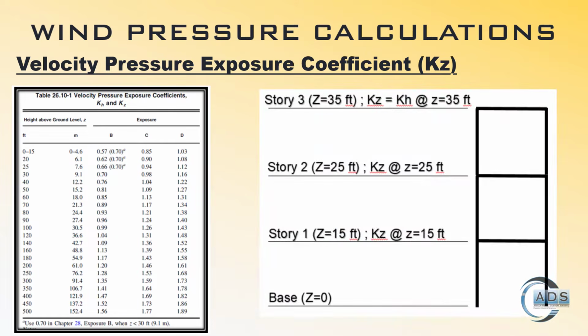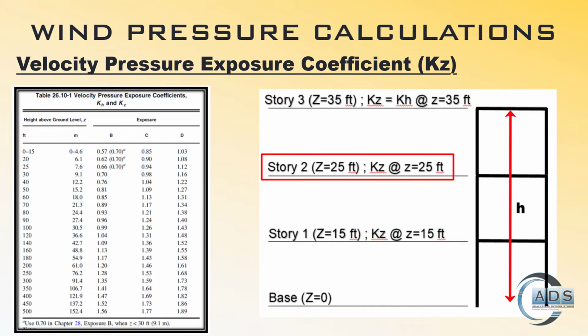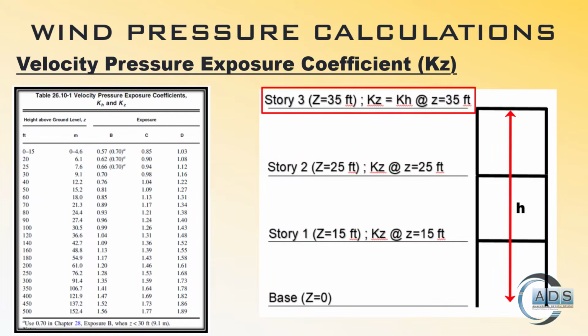This K factor is calculated against each level from z equals 0 to z equals h. h is the mean roof height. Kz at z equals h is denoted by Kh. For example, in this frame, Kz at 15 feet, Kz at 25 feet and Kz at 35 feet. So Kz at 35 feet is equal to Kh.